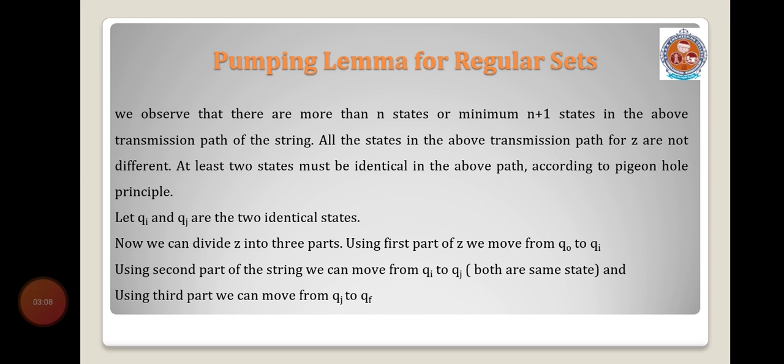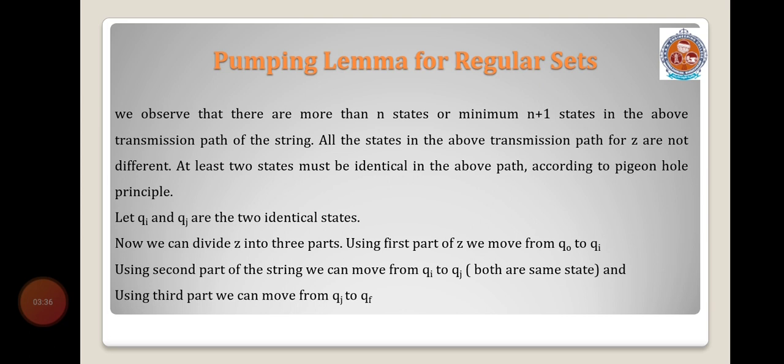Now we have to note that there are minimum n plus 1 states in the path for the string z. Already our automata has only n states. So we can easily say from the pigeonhole principle, all the n plus 1 states in the above path are not different. So at least two states must be identical in the above path. Let qi and qj be the two identical states.